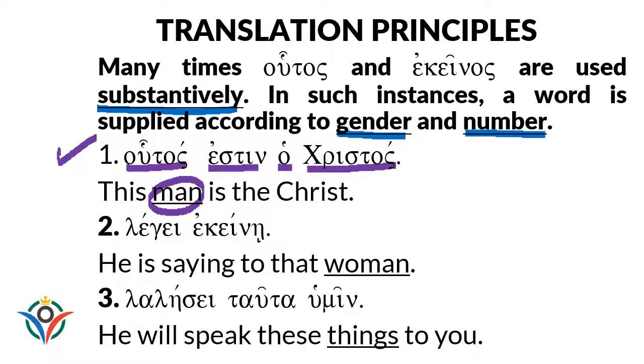So you would notice there in the Greek text that we don't have a word for man. Right, so where do we get man from? Well, we can see that hutos, the gender is masculine and it's singular. All right, it's functioning substantively as a noun, and so we take the liberty to supply man in the English. So therefore we have this man is the Christ.